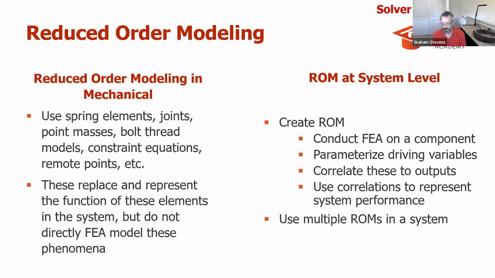So then there's another strategy on the solver side that's called reduced order modeling. And in the Ansys universe, reduced order model usually refers to reduced order model at the system level, the right side of this slide, where you create a reduced order model by conducting an FEA analysis on a particular component that may be a fluid problem or an electronic problem. You parameterize the driving variables, you correlate those to the outputs, and then you use some sort of correlation function to represent that whole system in just an equation. And of course, when you do that, it gets very fast.